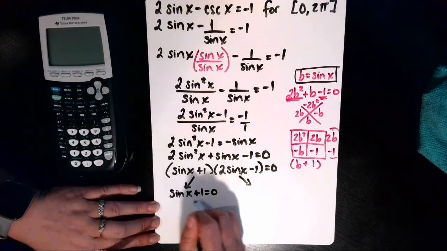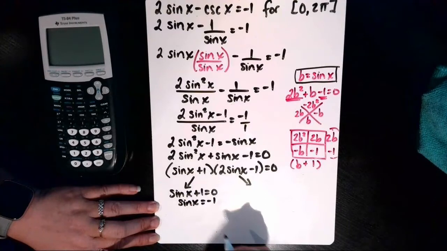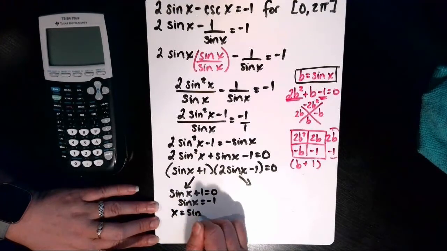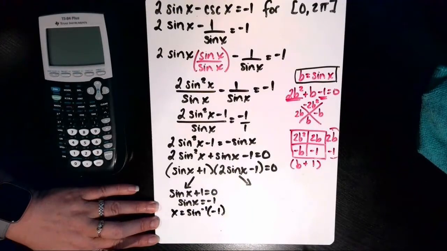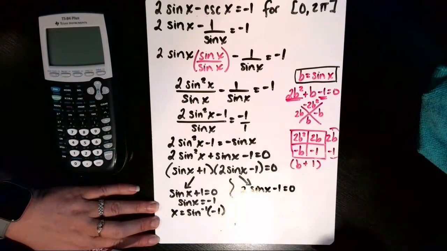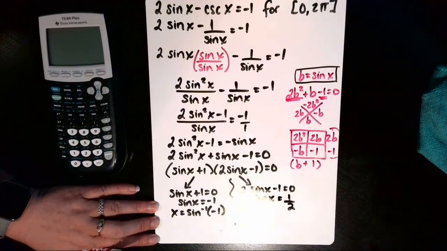So in this case, I subtract 1 from both sides, and sine of x equals -1. We take the inverse of both sides, and x equals the arc sine of -1. Then on this side, we have 2 sine of x minus 1 equals 0, and so sine of x is equal to 1/2.